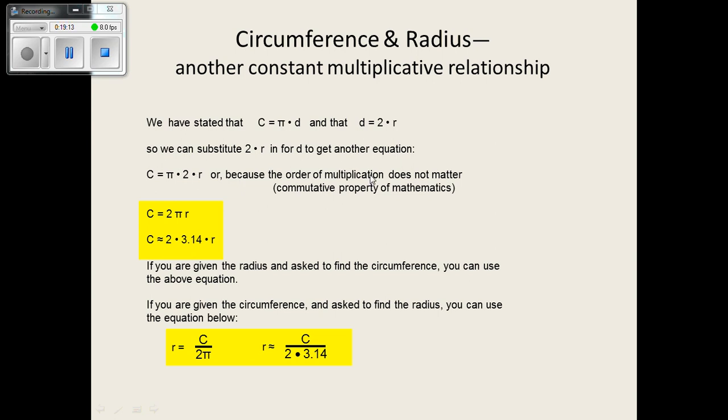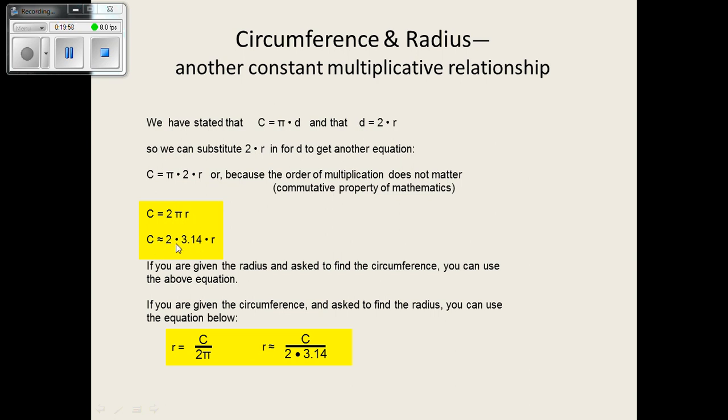And because the order of multiplication does not matter by the commutative property of multiplication, instead of writing c equals pi times 2 times r, I can also write c equals 2 times pi times r. And this is the equation that you'll probably see more frequently when we have c and r in an equation. This is sort of the standard way people write it, but I wanted to introduce it to you this way because it shows the substitution of 2 times r in for d, and then we can rearrange those factors any way we want and we get 2 pi r.